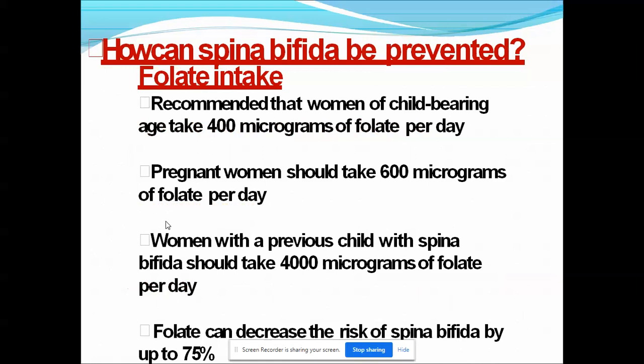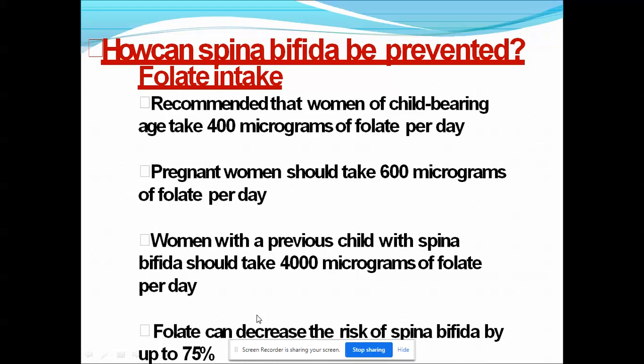So how can it be prevented? Okay, it is recommended that women of childbearing age take 400 micrograms of folate. So childbearing age women should take 400 micrograms of folate per day, okay, to prevent this kind of deformity. Pregnant women should take 600 micrograms of folate per day. So those of childbearing age who are not pregnant can take 400 micrograms per day, and pregnant women who are expecting a child can take at least 600 micrograms of folate per day to prevent this spina bifida. Women with a previous child with spina bifida should take 4000 micrograms of folate per day.